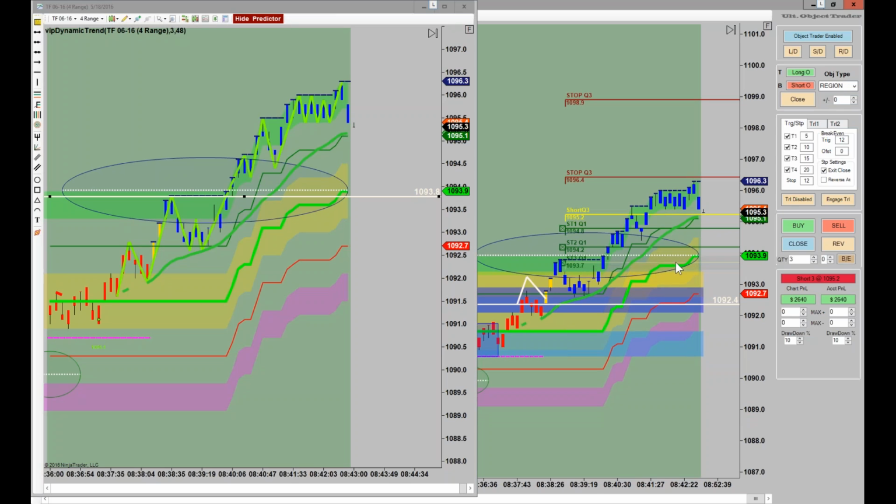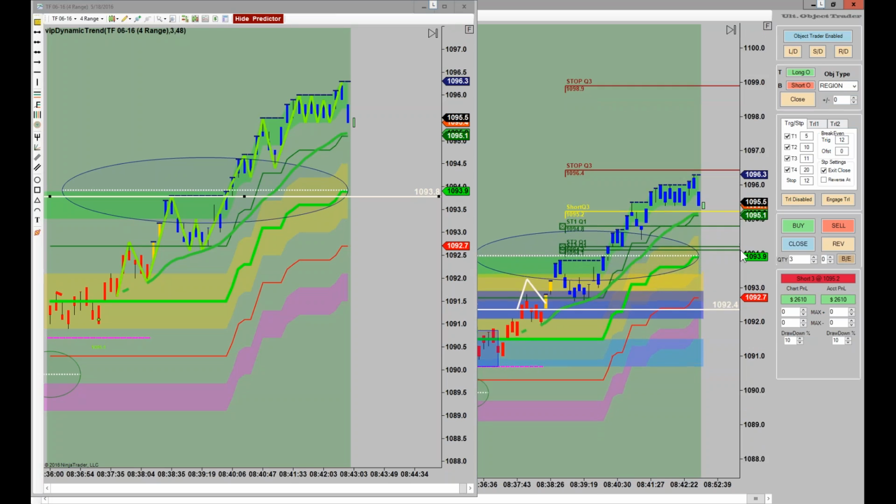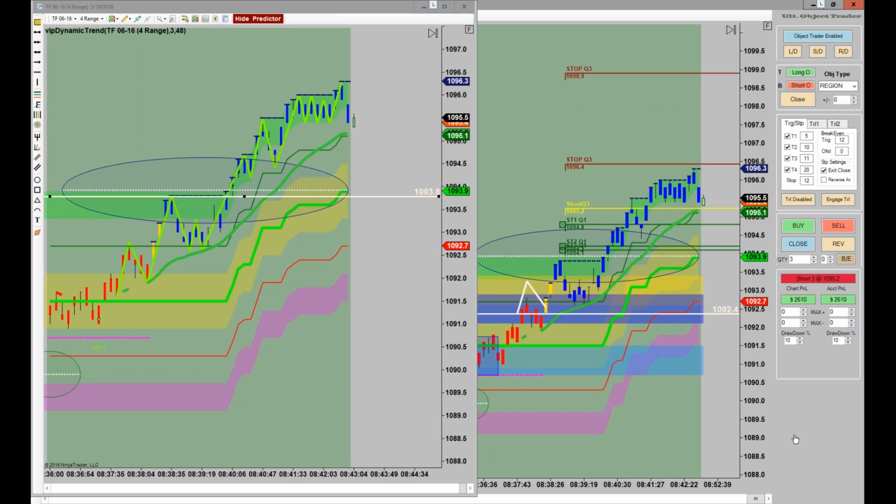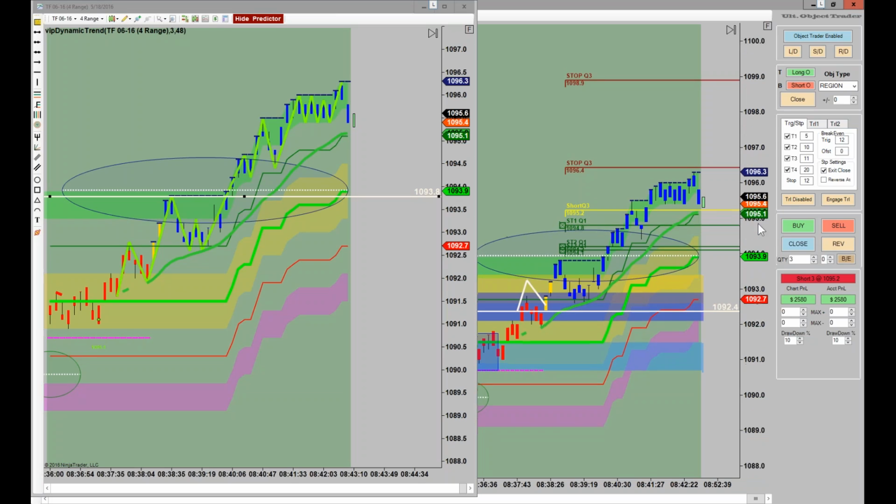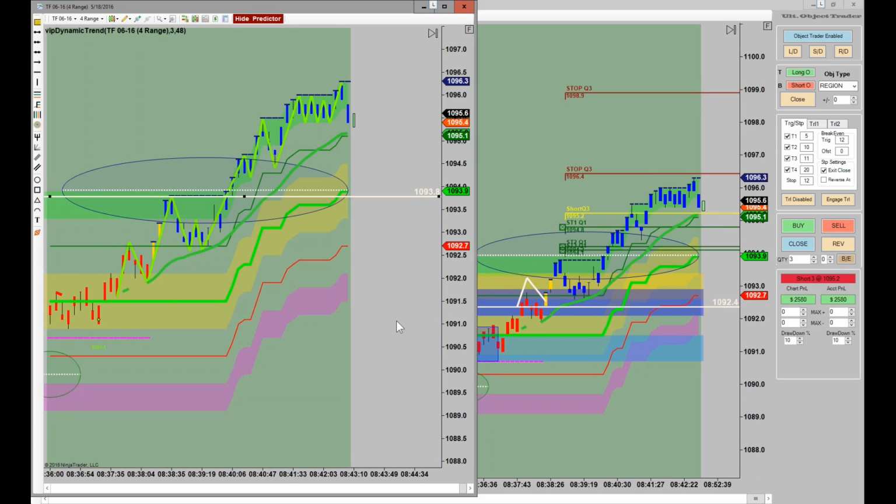There's my target right on top of that swing. Could I actually try that? Well, I should have waited for it to close. I may regret this one. But it came a little bit below the swing, so we'll just try it, see if it'll get it. Otherwise, I'm going to get stopped out.